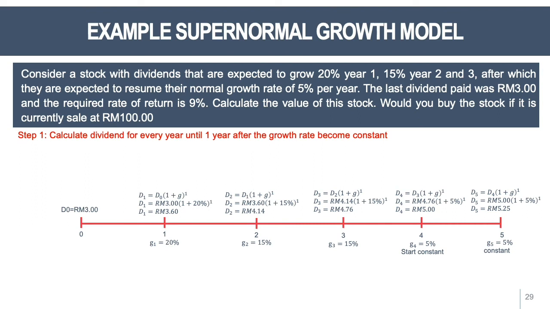Okay, so how to calculate dividend for every year? For example, you want to calculate D1. The formula is D0 times (1 plus g) to the power of 1. If you want to calculate D4, then D4 is equal to D3 times (1 plus g) to the power of 1. So you get D1 3.60 ringgit, D2 4.14 ringgit, D3 4.76 ringgit, D4 5 ringgit, D5 5.25 ringgit.